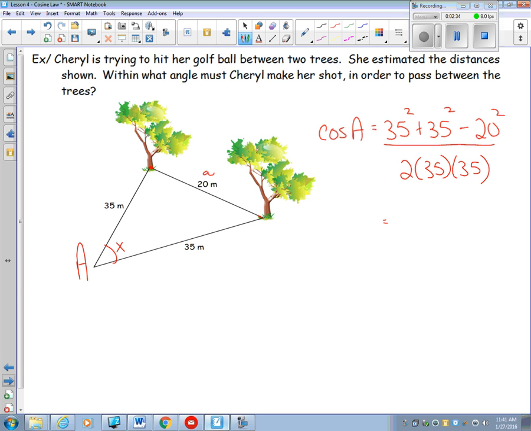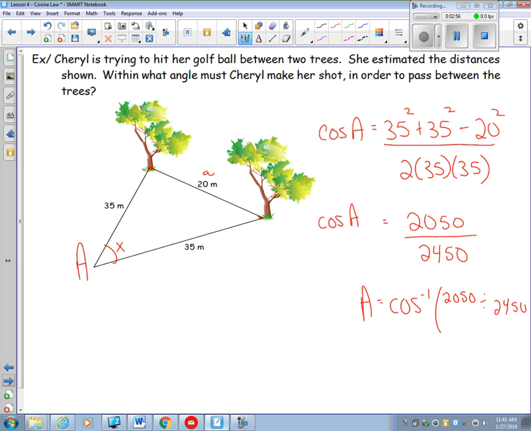Again, because we have a fraction this time, we're going to do each part separately. Figure out the top number, figure out the bottom number. Top number you should get 2050. Bottom number you should get 2450. I want to find my angle, so I'm using an inverse, which means I need to take the inverse of whatever 2050 divided by 2450 is, and let your calculator do that work. You just put the brackets and the dividing sign in, and you should get 33.2.